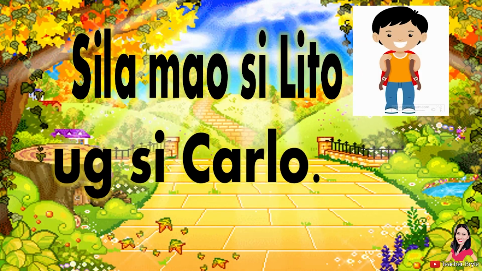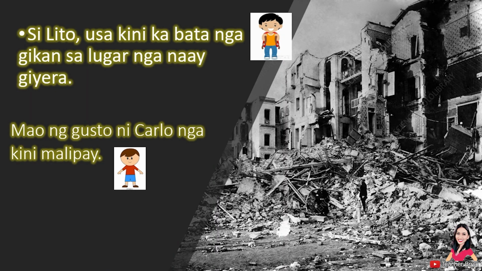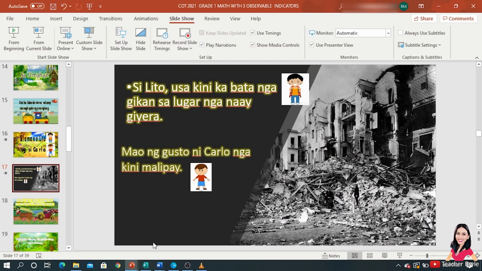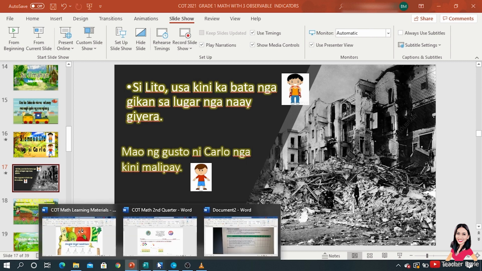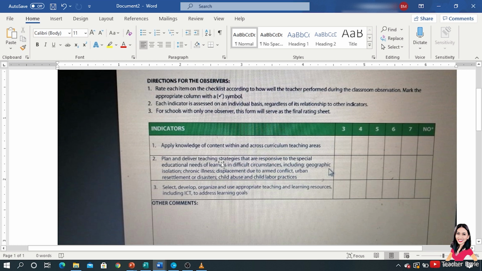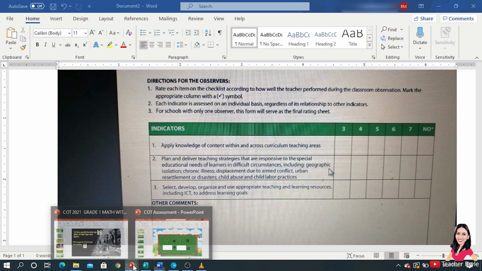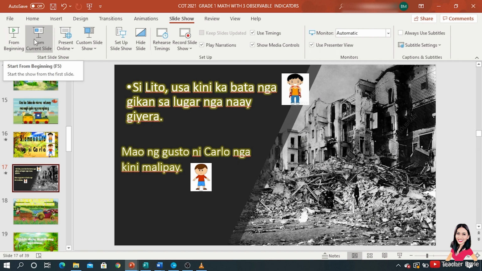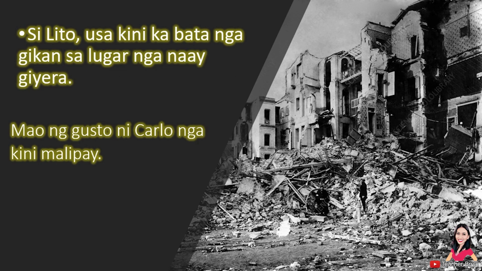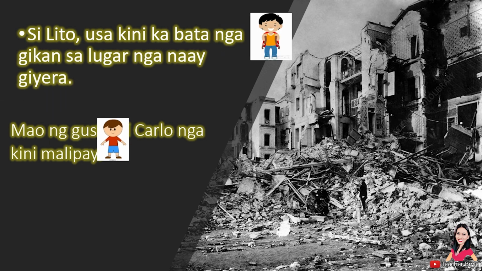Okay, here. In this story, I placed the second indicator: plan and deliver teaching strategies that are responsive to the special educational needs of learners in difficult circumstances, including displacement due to armed conflict. So I inserted it in the story. The story is about a child from a place where there is war.